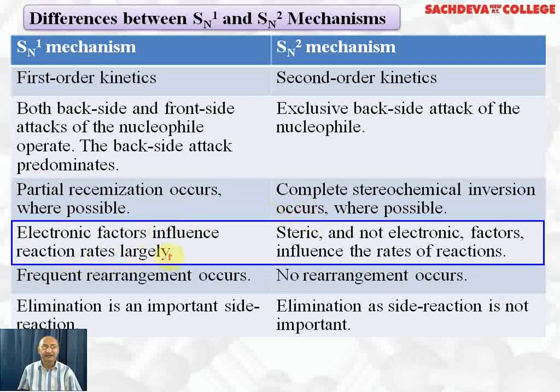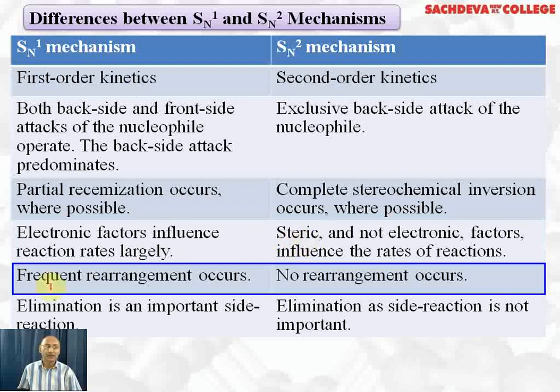In SN1, electronic factors influence the reaction rates largely. In SN2, electronic factors don't play a role, because electronic factors stabilize the carbocation, and SN1 involves formation of carbocation. Here steric hindrance, and not electronic factors, influences the rate of reaction, because if there is steric hindrance, the nucleophile will not be able to attack by SN2 mechanism. SN1 involves frequent rearrangement because of the stability of carbocation. Primary will change to secondary, secondary will change to tertiary if possible. In SN2, rearrangement is not possible because no carbocation is formed.